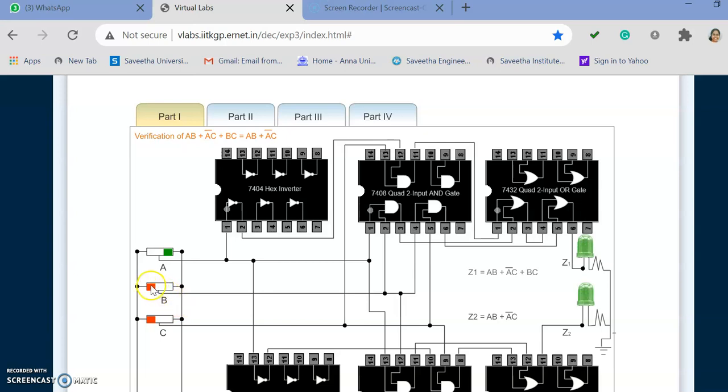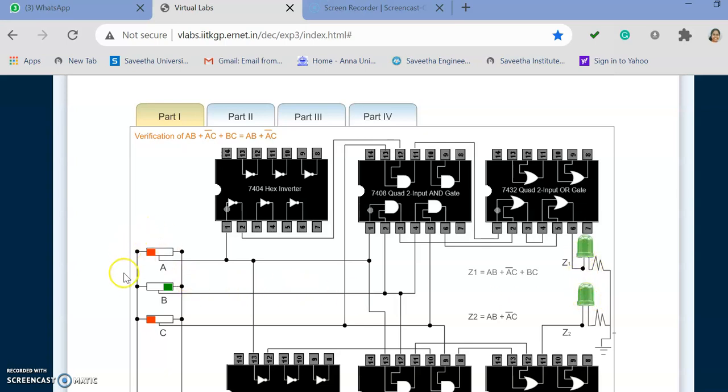Now let me set all of A, B, C to be 1. So A, B and C. You can see immediately when I change the values, now my Z1 and Z2 both are glowing, which means Z1 equals Z2. So if I'm going to change one, now both are not glowing, which means both are not giving outputs, both are 0.